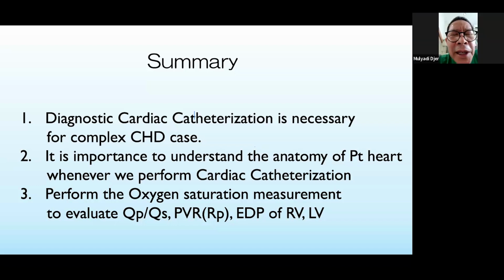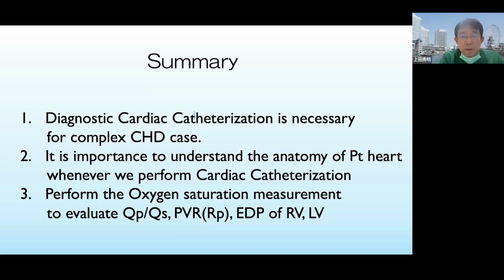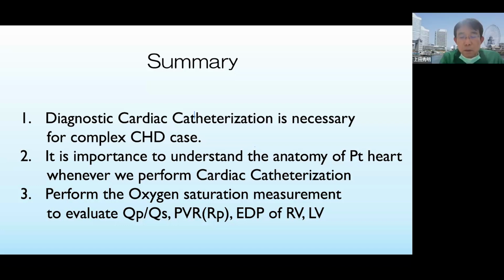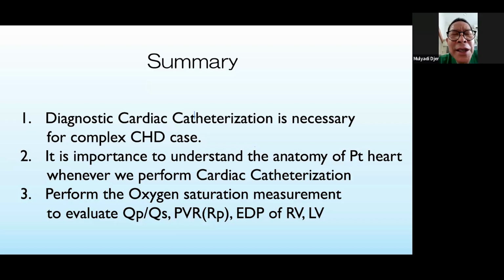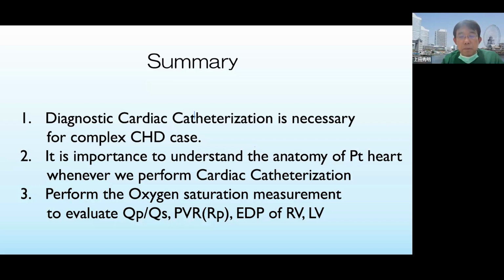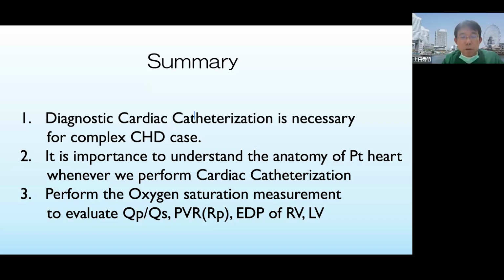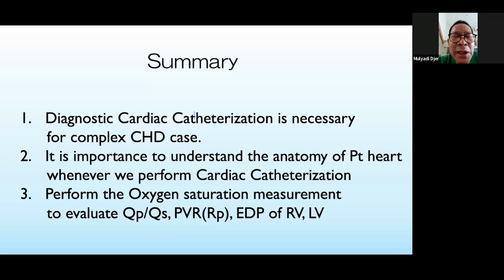I think we do the oxygen test only in simple cases like VSD, because using oxygen will change the direction of the shunt through the VSD. But in complex cases, because the aorta and PA come from the same ventricle, in my opinion we do not do the oxygen test. We only do the angiography.